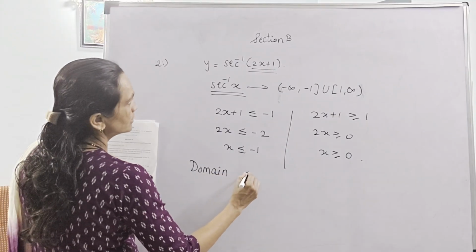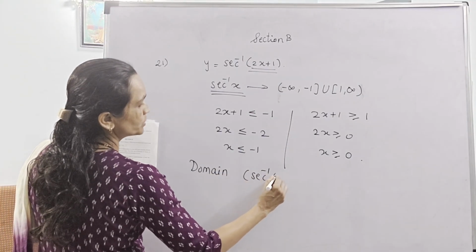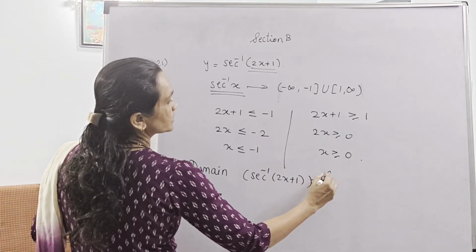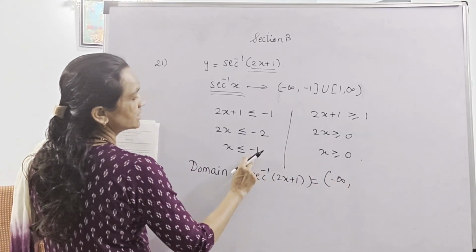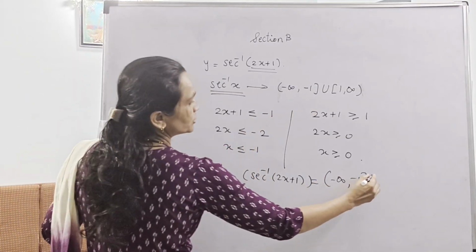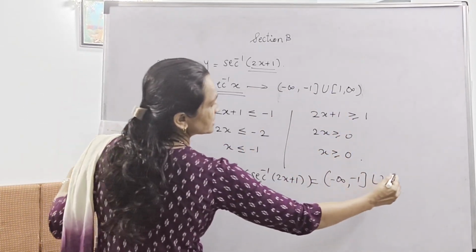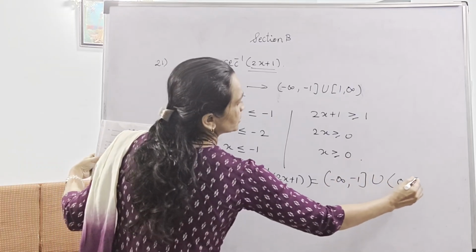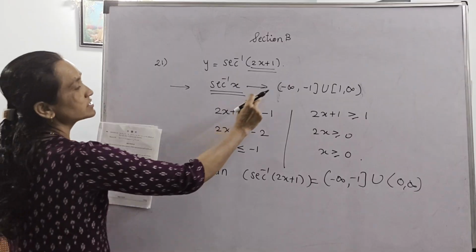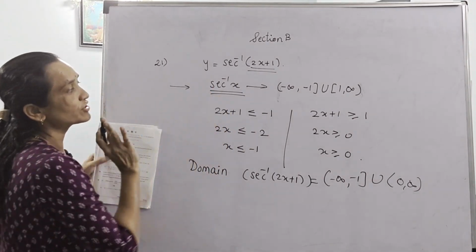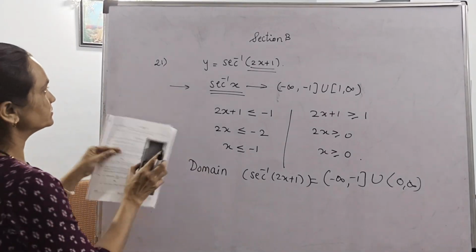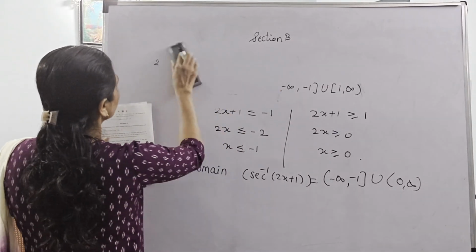So my domain of sec inverse 2x plus 1 is equal to minus infinity till minus 1, so no change for the left hand side interval, union, but instead of 1 it is 0 to infinity. The most important concept to remember here is that you should know the domain of the original function, that is sec inverse x. Now consider the second example, question number 22.